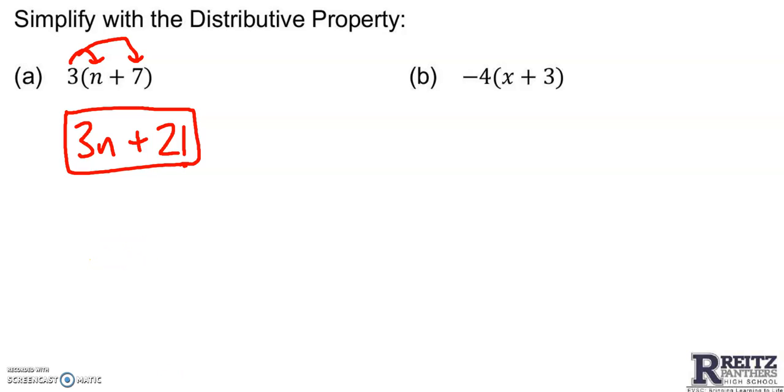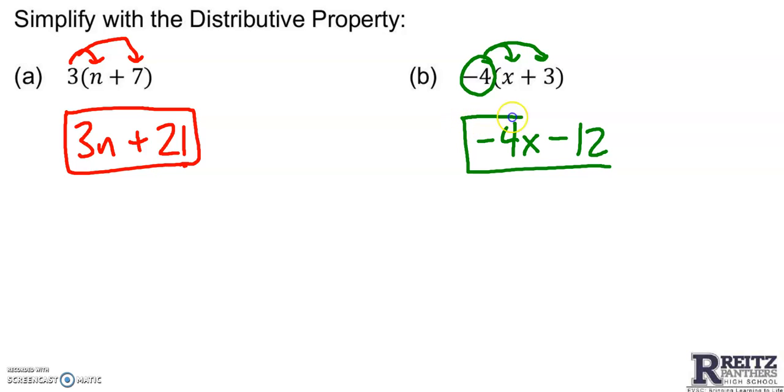Panthers, there's a very common student mistake that sometimes happens when the number we're distributing is a negative number. And you probably already know what it is. But let me show you what happens here. If I multiply both x and 3 by negative 4, I'm going to get negative 4 times x, which is simply negative 4x. And negative 4 times positive 3 is a negative 12. Do you know what that common mistake is?